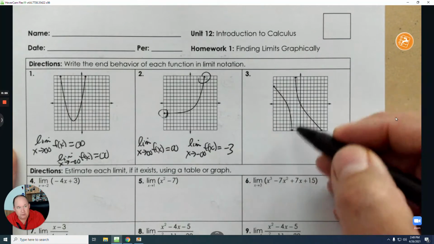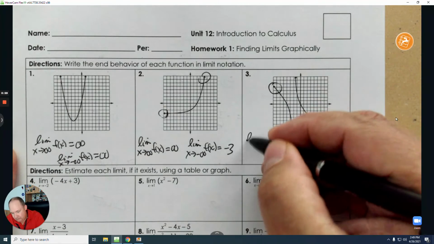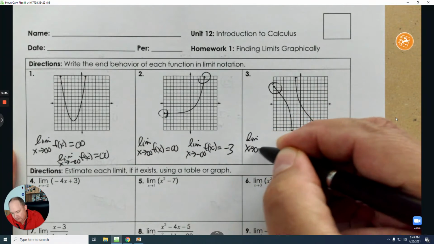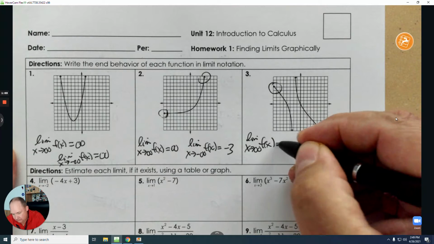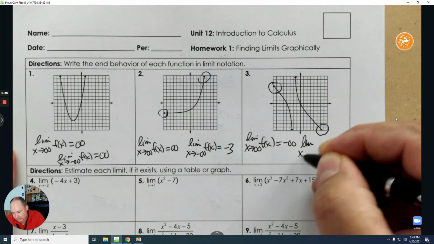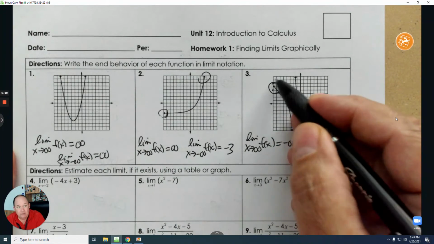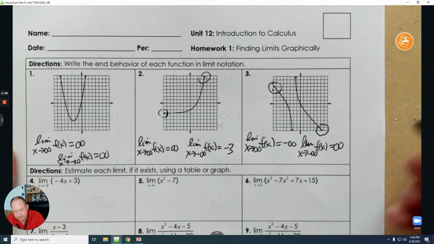Here, ignore the middle. It's the ends we're looking at, so the right end and the left end. The limit as x approaches infinity of f of x, the right end is going to negative infinity. The limit as x approaches negative infinity of f of x, the left end goes up to infinity.